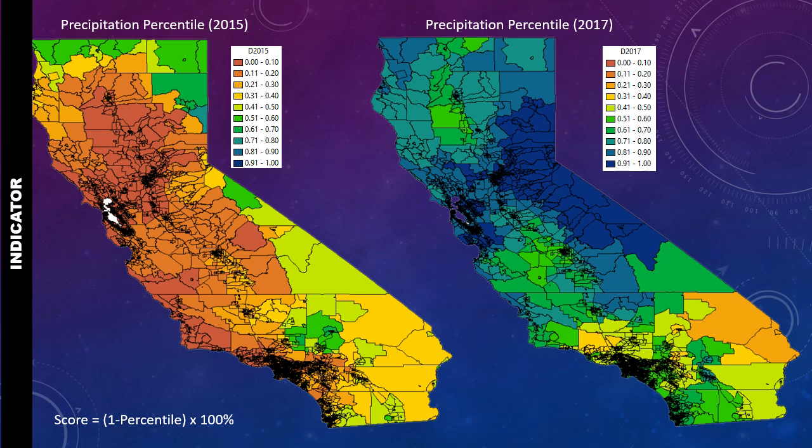Let's look at the percentile for the year 2015, the left figure, and 2017, the right figure. In 2015, a lot of areas in the Central Valley had very low rainfall compared to their own historical data set. But the situation improved in 2017. A lot of areas in the Central Valley changed from brown to blue. Only the southern part of the state remained the same.